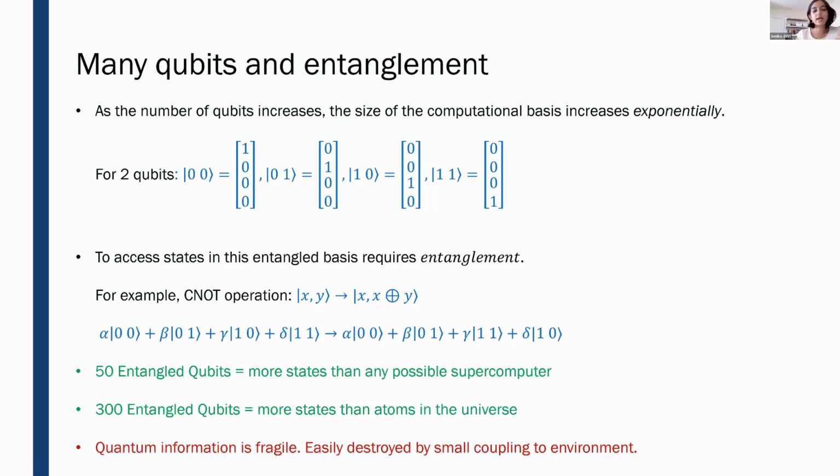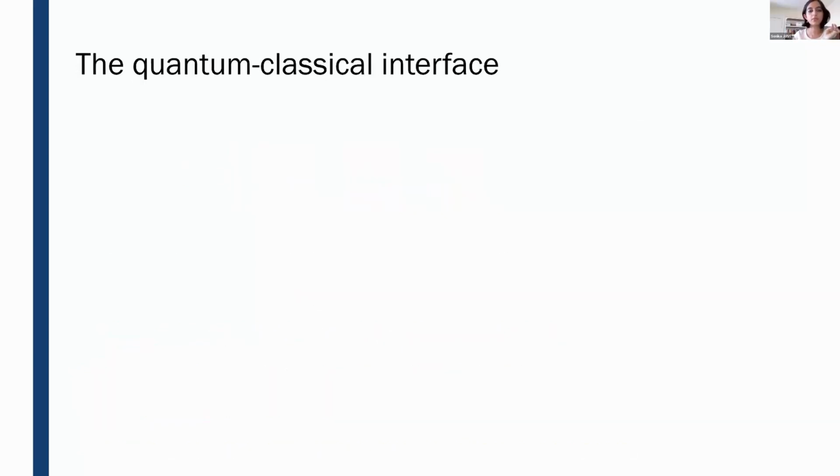However, one of the caveats is that quantum information is extremely fragile. So even though you have this very large state space, the information that you store in it will be easily destroyed by things like a small coupling to the environment. If it's struck by a photon or a phonon or anything like that, you can destroy your information, right?